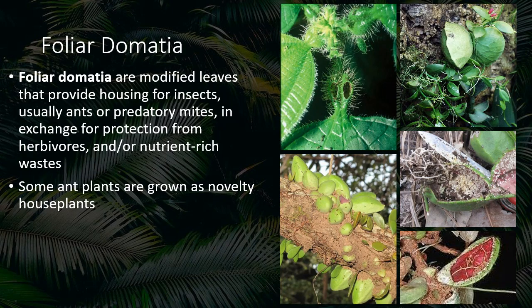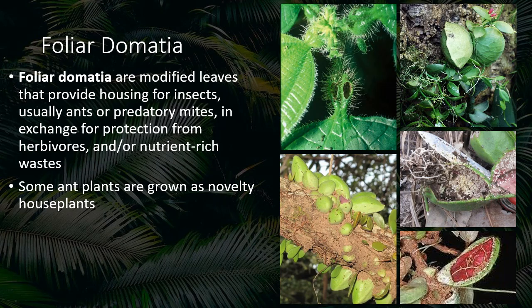Foliar domatia are modified leaves that provide housing for insects, and these are typically ants or predatory mites. In the case of ants, these plants are often called ant plants, and the ants will sometimes have their entire colony housed within these modified leaves of the plant. Because the entire colony is housed within the plant, the ants will defend the plant just like they would defend an anthill, which protects the plant from herbivores that might want to eat it. But also, the colony is disposing of their waste material within the foliar domatia.